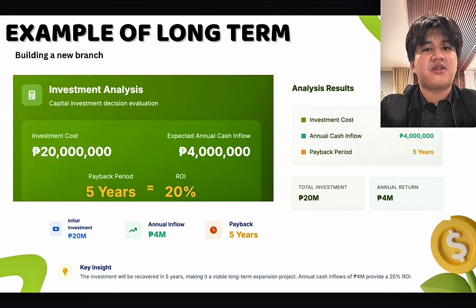To determine how long it takes to recover the investment, the manager computes the payback period. For the formula, the payback period equals the investment cost divided by the annual net cash flow. So 20 million divided by 4 million equals 5 years. This means the company will recover the investment in 5 years. Managers can use this information to evaluate whether the expansion is financially worth pursuing.